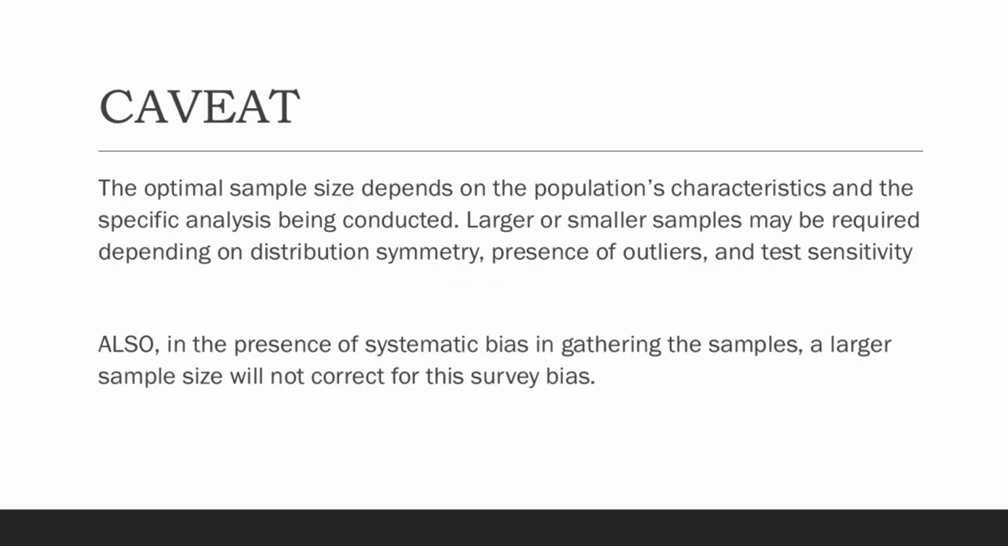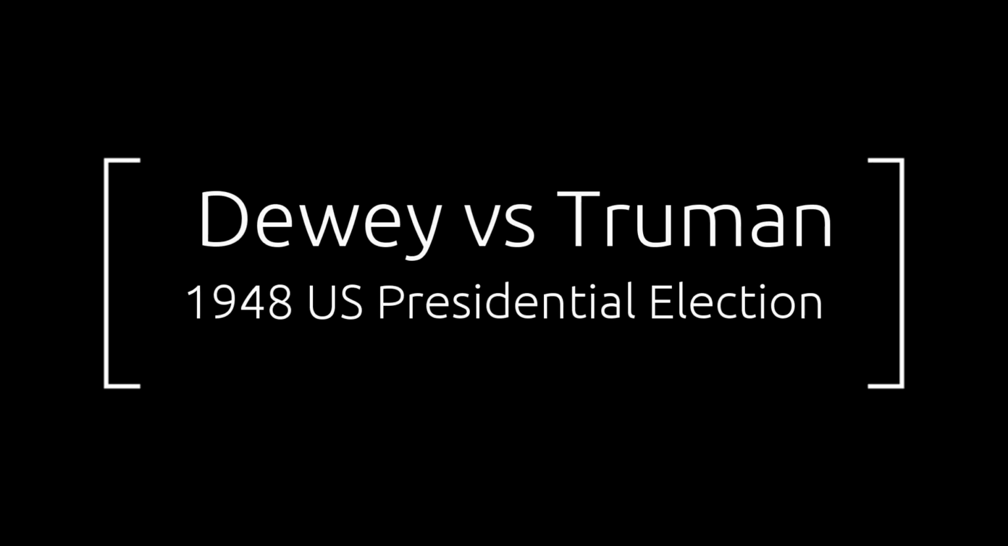Also, in the presence of systematic bias in gathering the samples, a larger sample size will not correct for this survey bias. This is what happened in the Truman case. It's a classic example of systematic sampling bias where a large sample size did not fix the problem.